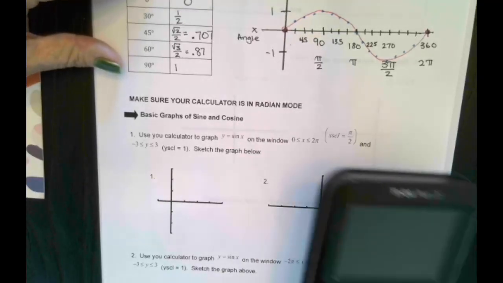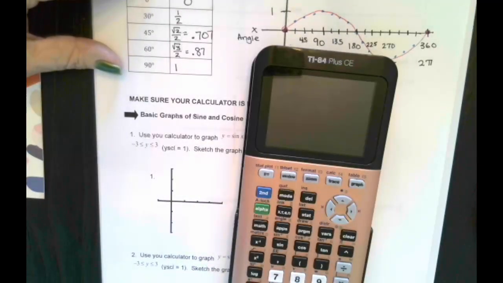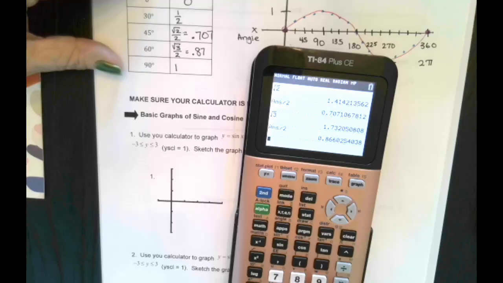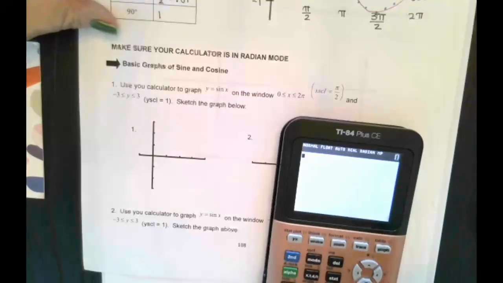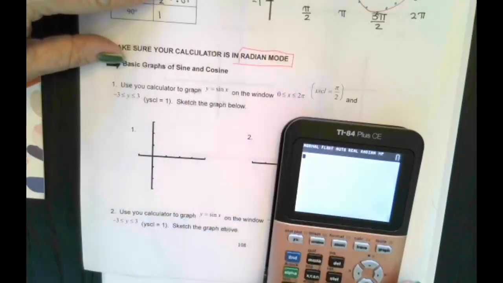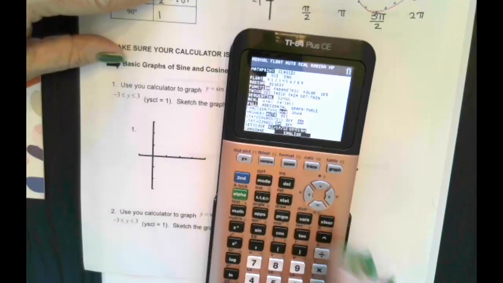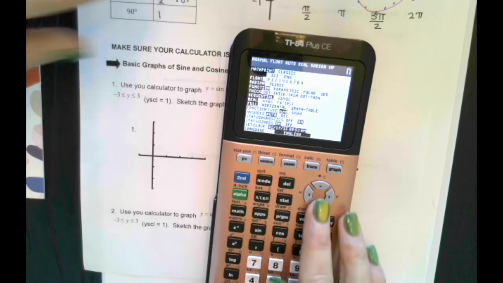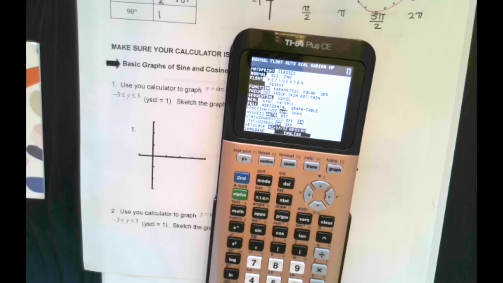So if we look at your calculator, we got to do a little bit of setup first. The first thing that I want you to do is make sure that your calculator is in radian mode. It tells you that right here, but remember to go to radian mode. You hit mode on your calculator, and you're going to go down to radian and hit enter.